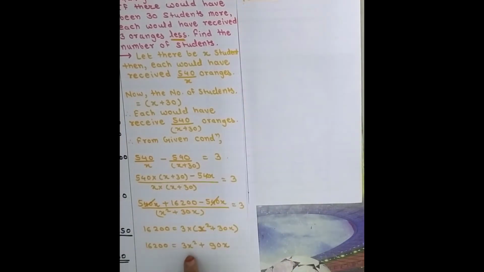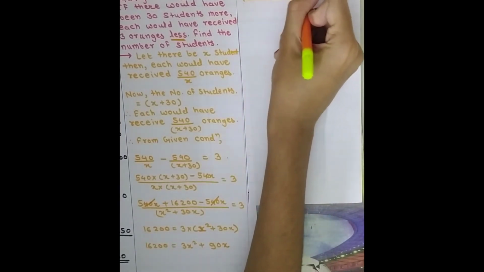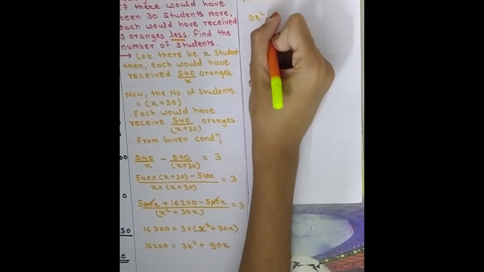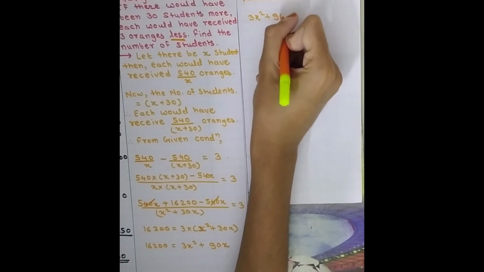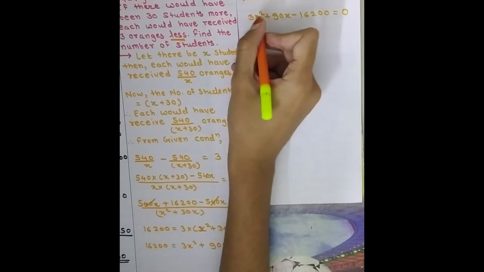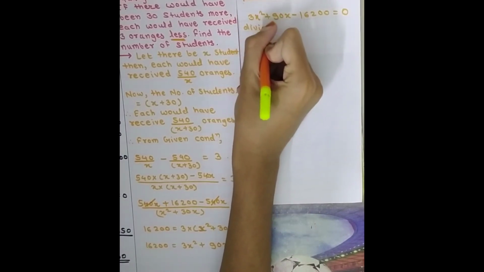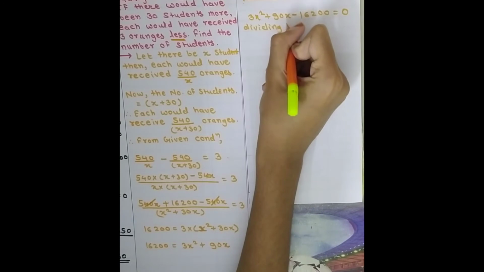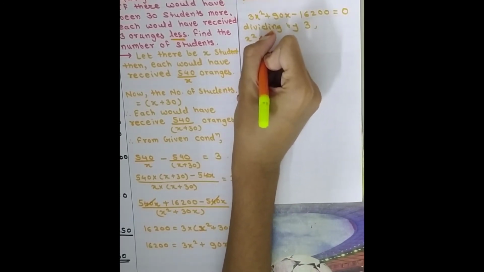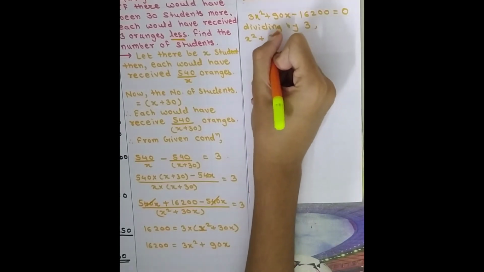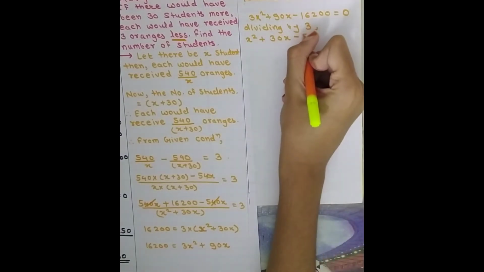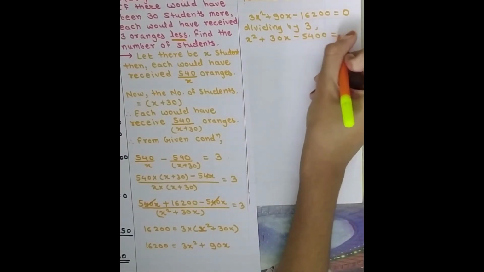16200 is equal to 3x square plus 90x. So 3x square plus 90x minus 16200 is equal to 0. So dividing by 3, we get x square plus 30x minus 5400 is equal to 0.